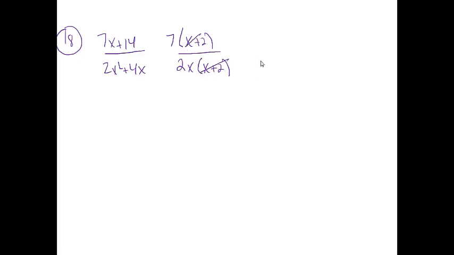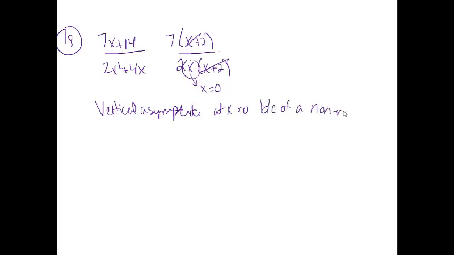First of all, let's look at vertical asymptotes. Vertical asymptotes would occur at non-removable discontinuities. I noticed that when x equals 0, this function would be undefined, and it did not cancel with anything in the numerator. So I would say there is a vertical asymptote at x equals 0 because of a non-removable discontinuity. And I definitely would use complete sentences when I did this on my test.